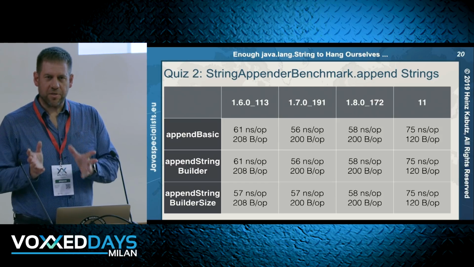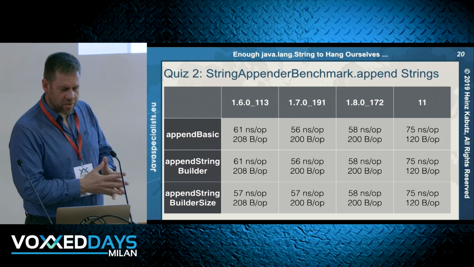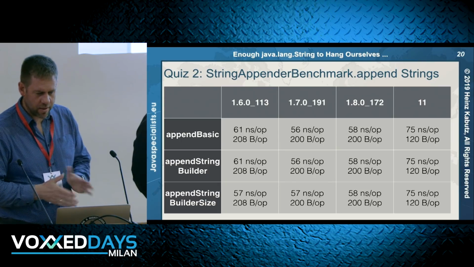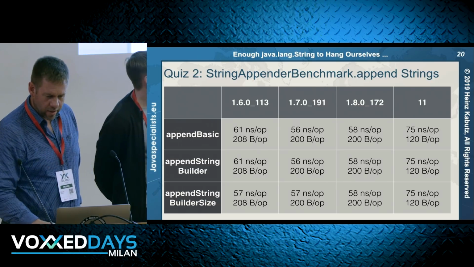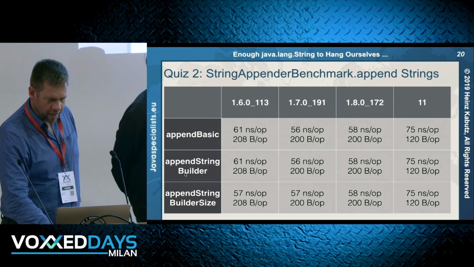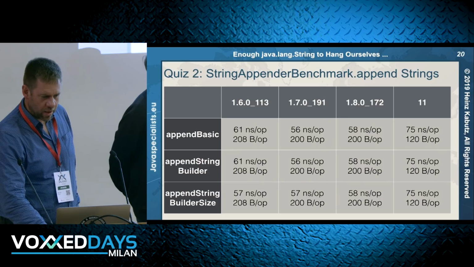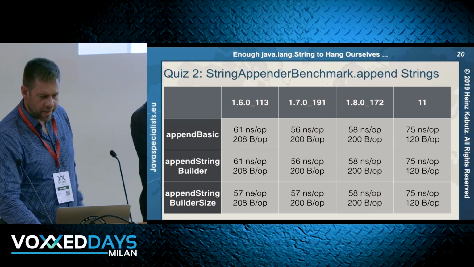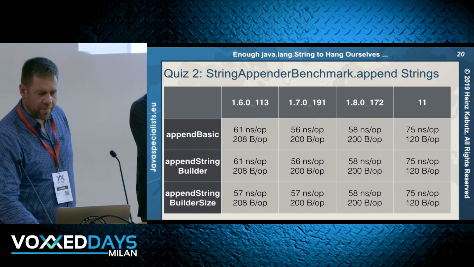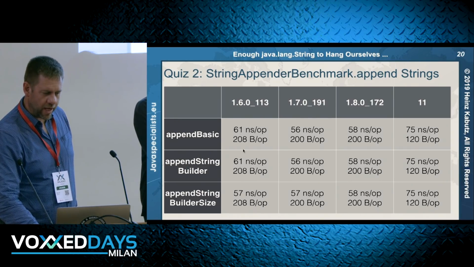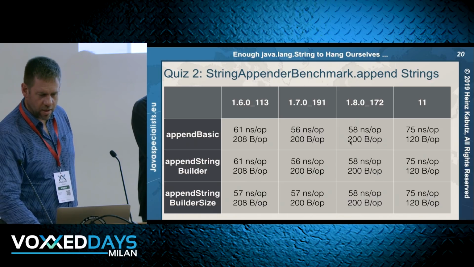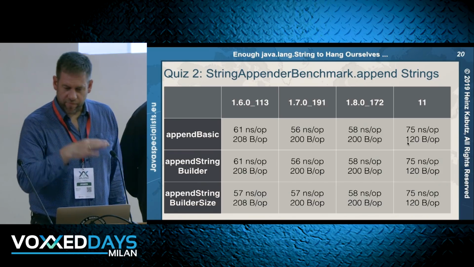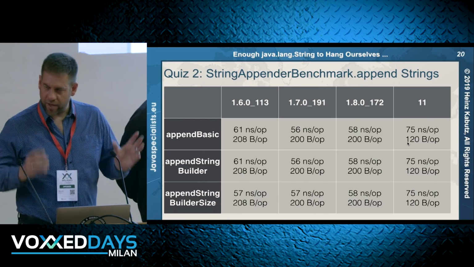Here's the first benchmark. We were adding only strings together. And when you're only adding strings together, it doesn't matter which way you do it, it's exactly the same speed. So when you look at these values, the append basic was just with plus. Append string is with a StringBuilder, and append string builder with the size. You notice that they create the same number of bytes: 208 bytes in Java 7, 200 bytes in Java 8, 200 bytes, and in Java 11, 120 bytes. We'll talk more about Java 11 versus Java 8 in a moment, and that includes Java 9 as well, why that's less.